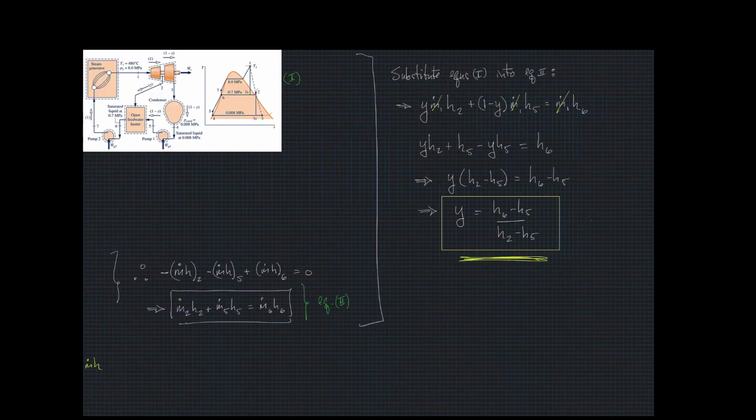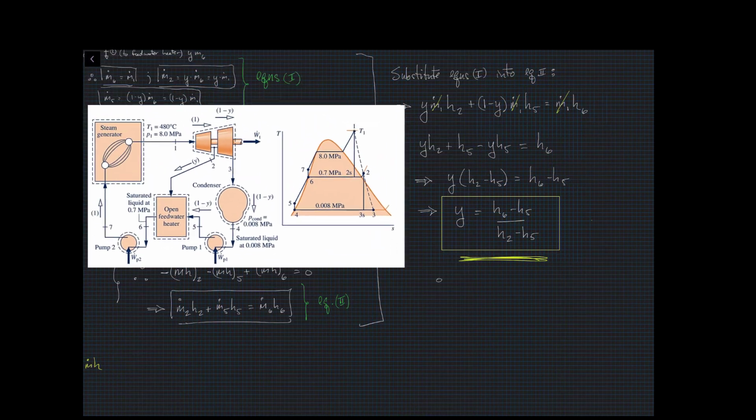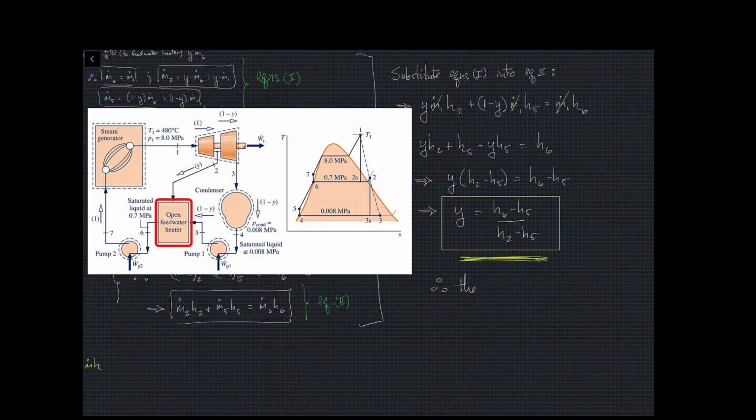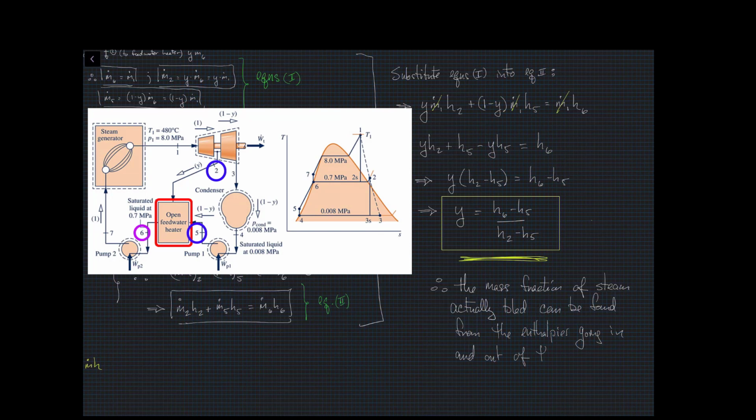And this is how we're going to figure out how much mass was actually pulled out of the turbine here. So the mass fraction of steam that comes out of the turbine, that's y in their little diagram there. That is simply a function of the enthalpies of the system.